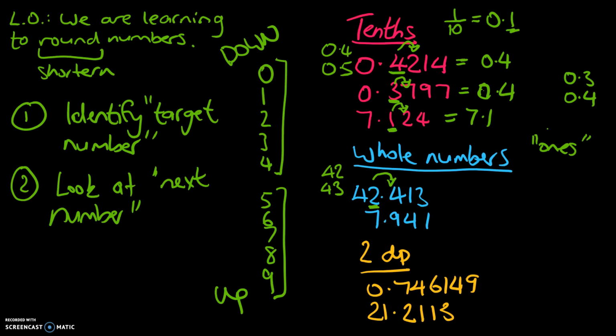And we're going to use the 4 as an example, and we can see the 4 is closer to 42 than it is to 43. So that means we're going to have to round down to 42.